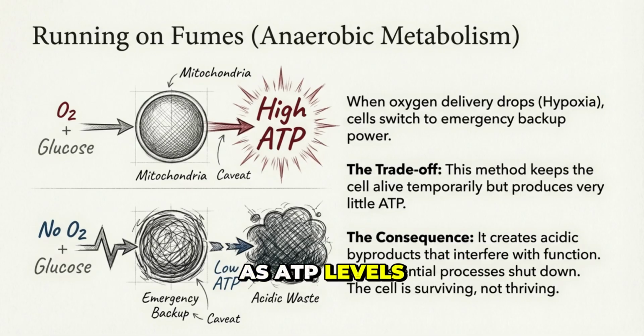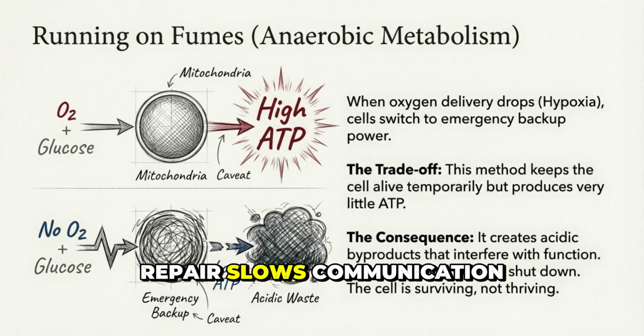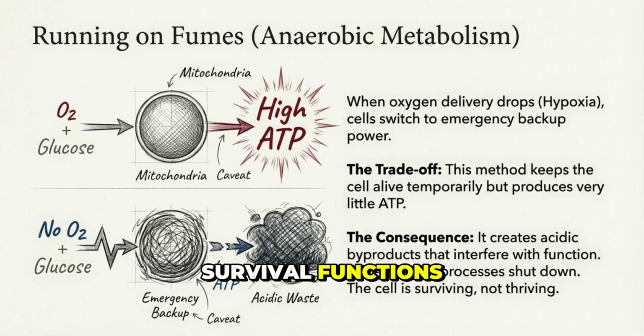As ATP levels fall, the cell has to make choices. Non-essential processes shut down first. Repair slows. Communication becomes less precise. Eventually, even basic survival functions begin to fail. Membrane pumps stop working effectively. Electrolytes shift. Water moves into the cell. Swelling begins.